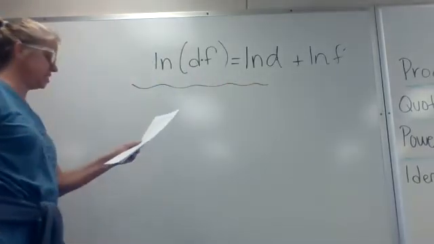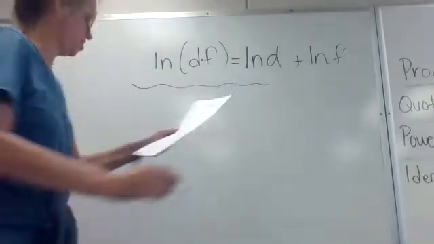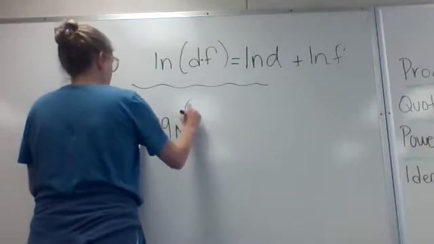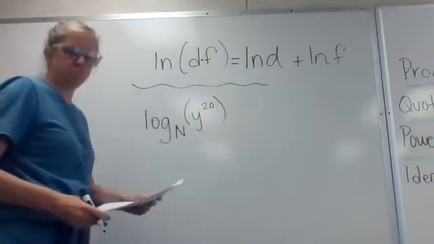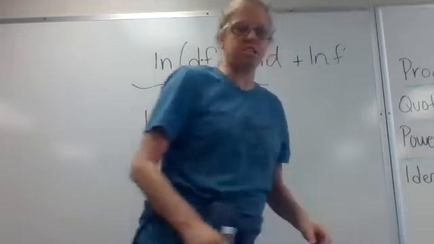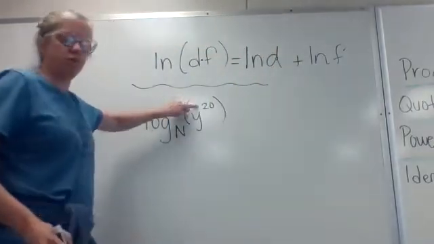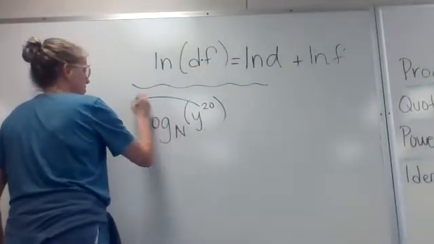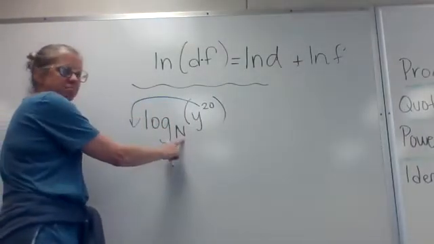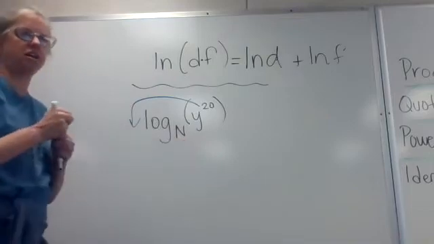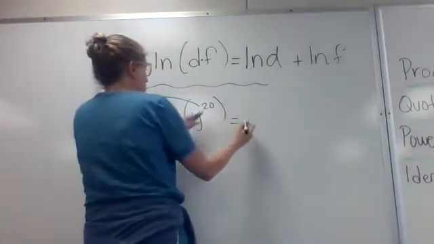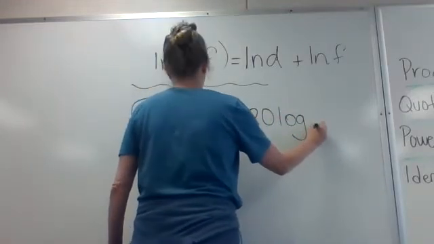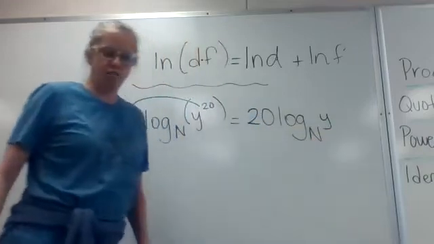All right, number 3 says to express as a product. You've got log base n of y to the 20th. So expressing this as a product is using that rule where you're going to bring down the exponent and make it times the log, right? That makes it a product. So let's see, what is that going to be equal to? 20 times log base n of y.